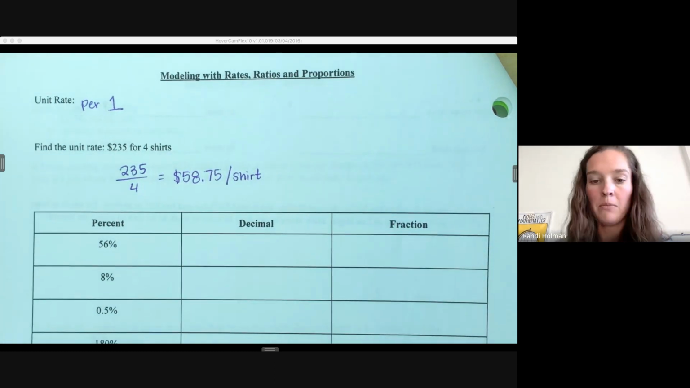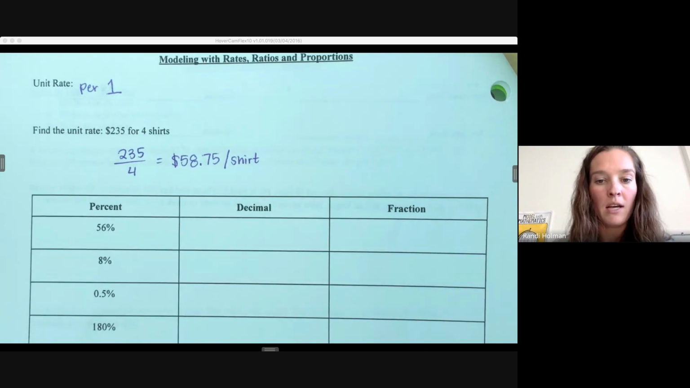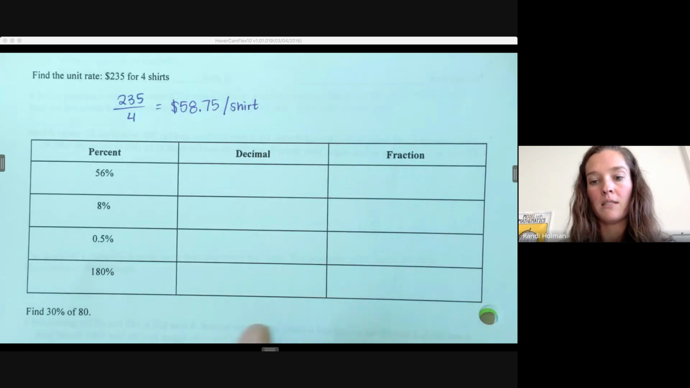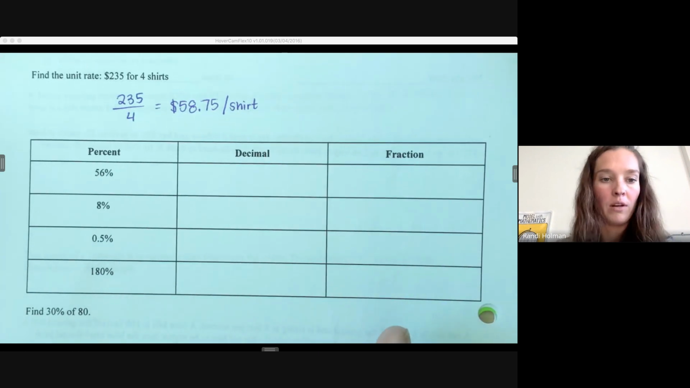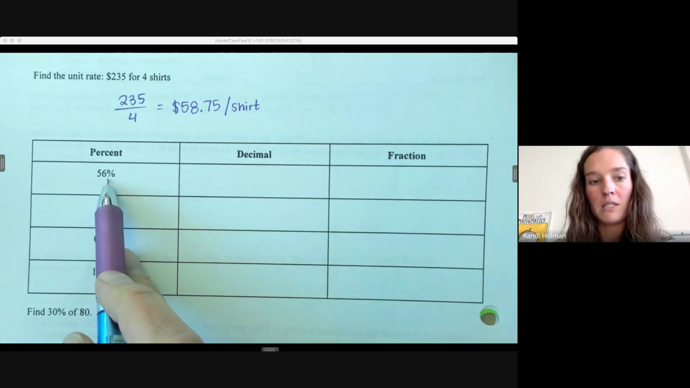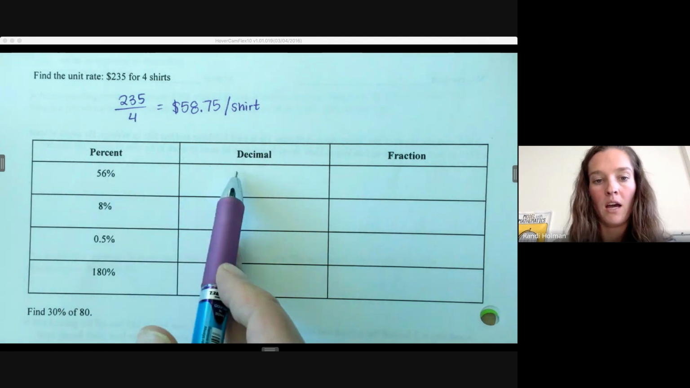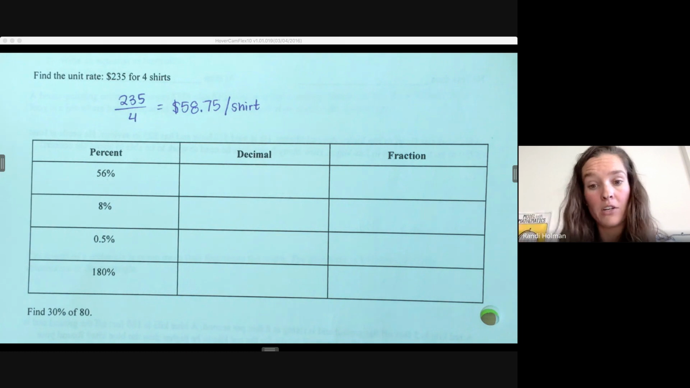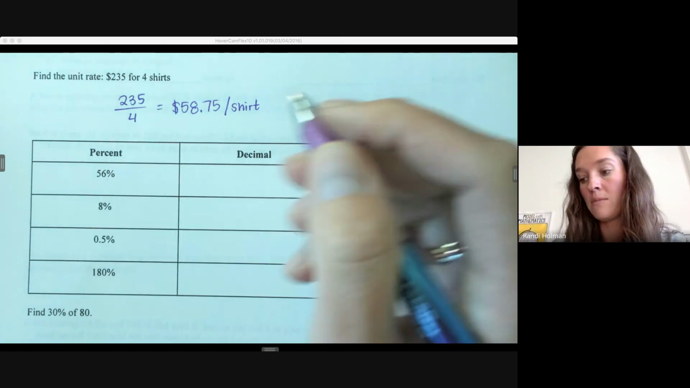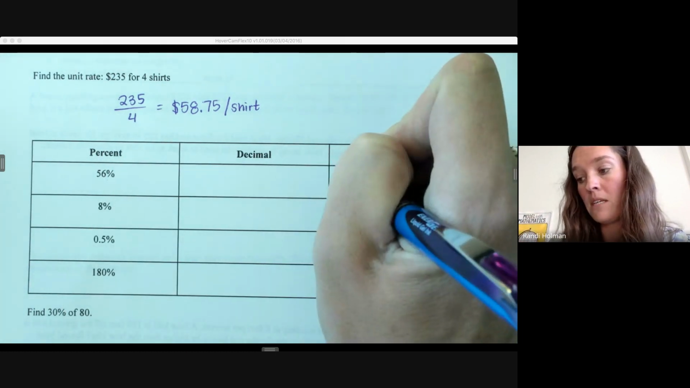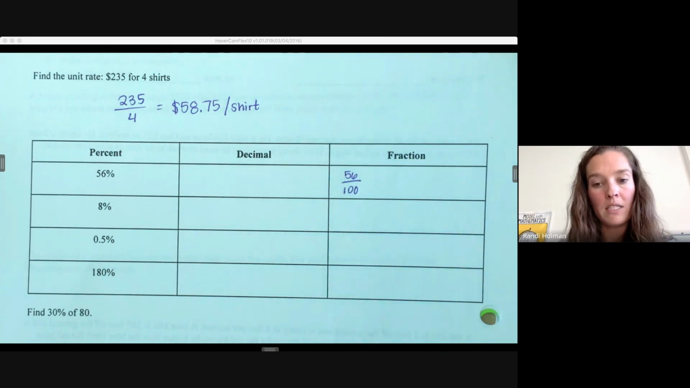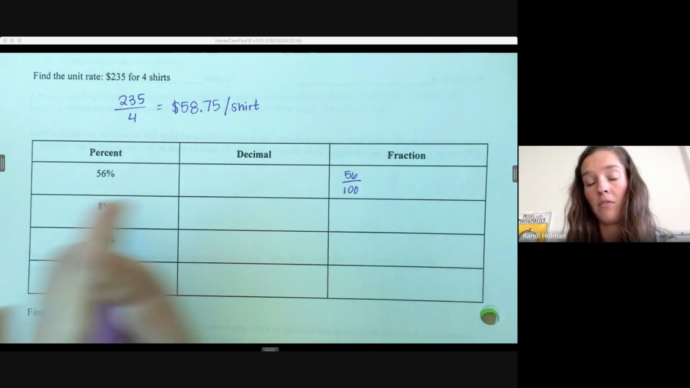So we know how much it costs per one shirt rather than for 4 shirts. Okay, that's going to be important in what we're looking at today, as well as being able to communicate the difference between percent, decimal, and fraction, because they are all related. Percent is always out of 100, so that can help us with our decimal and our fraction. If we're looking at our fraction, we can just take that 56%, which means I got 56 out of 100. That 56 out of 100 is an equivalent fraction.